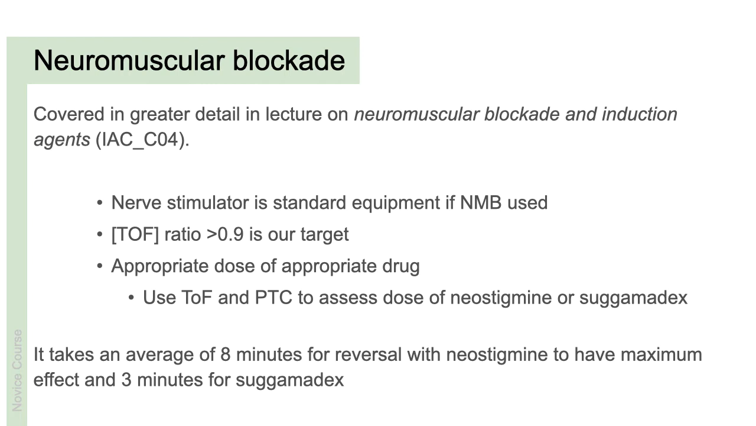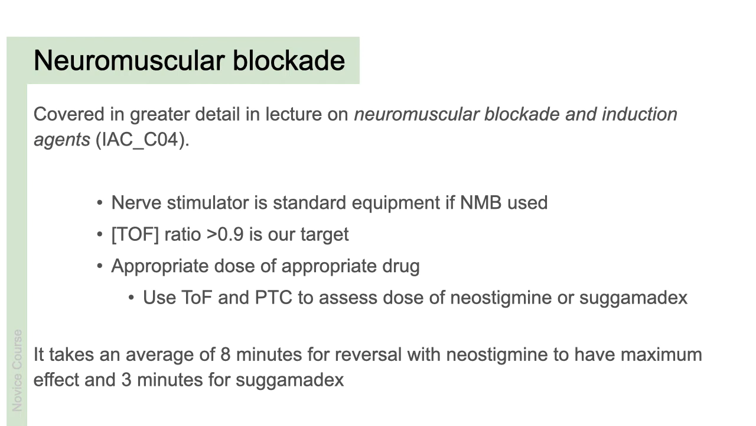If you have got one post-tetanic count, then you need to give 4 milligrams per kilogram of sugammadex. And if you've used rocuronium and you've only just given the dose, you need to give 16 milligrams per kilogram.